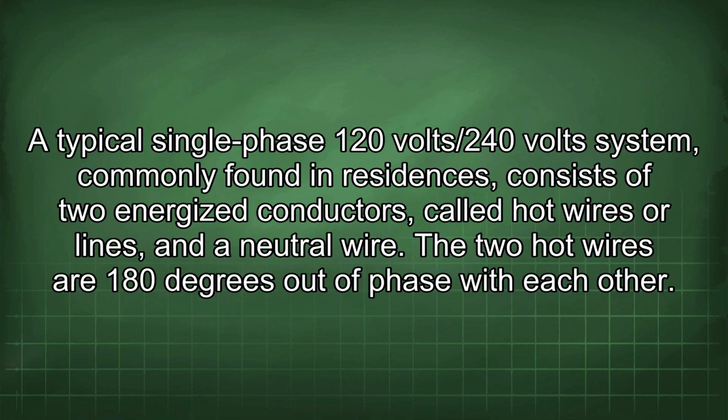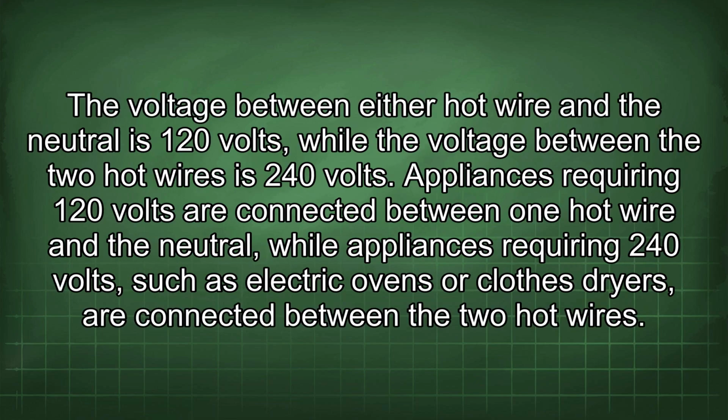A typical single-phase 120 volts/240 volts system commonly found in residences consists of two energized conductors called hot wires or lines, and a neutral wire. The two hot wires are 180 degrees out of phase with each other. The voltage between either hot wire and the neutral is 120 volts, while the voltage between the two hot wires is 240 volts. Appliances requiring 120 volts are connected between one hot wire and the neutral, while appliances requiring 240 volts, such as electric ovens or clothes dryers, are connected between the two hot wires.